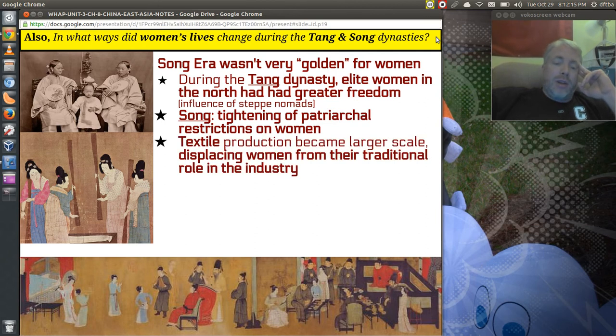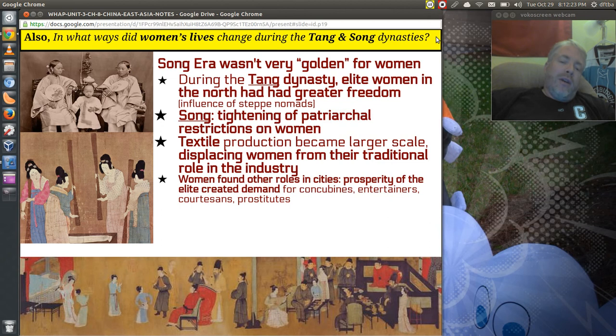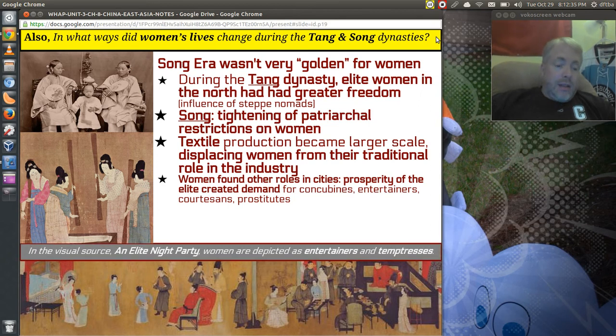Textile production became a larger scale, and it displaced women from their traditional role in the industry. Women found other roles in cities. Prosperity of the elite created demand for things like concubines and entertainers, courtesans, and of course prostitutes. And at the very bottom here, you see a painting, which we'll look at in visual sources in the next slide of notes, or next group of notes. In this visual source, it's called an elite night party, and women are being depicted as entertainers and temptresses.